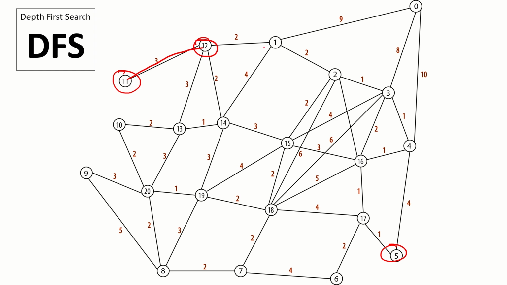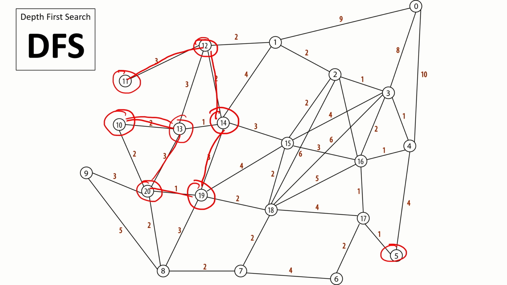So 11 to 12, what's adjacent? 1, 14, 13. Go to the biggest number, 14. From there, where's the biggest number I can go to? It's 19. From there, where's the biggest number? It's 20. From there, I can't go to a number bigger than 20, but the biggest number I can see is 13. From there, I'm not going to go to any nodes I've already been to. That's pointless. So the biggest node I can see is 10. But now I'm stuck at a dead end.